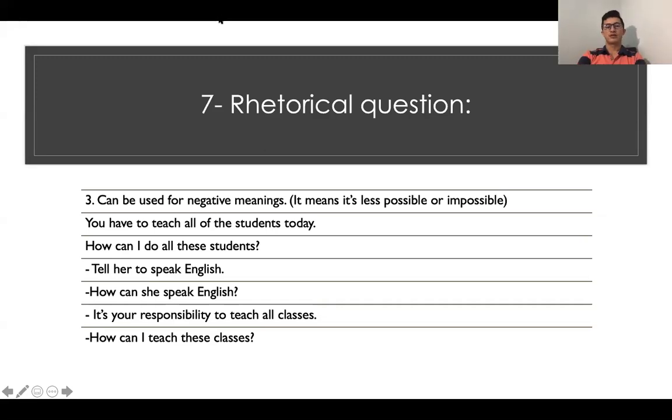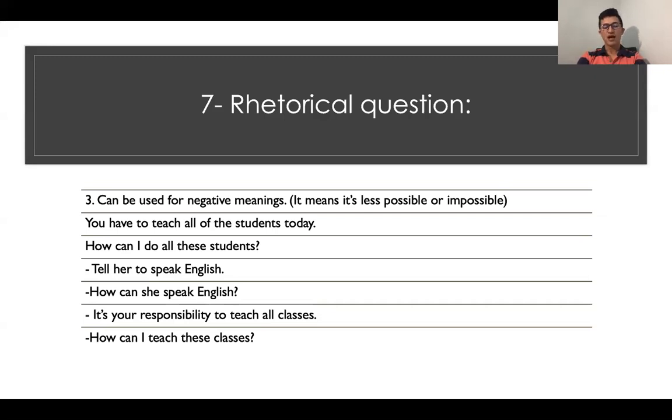Good. So the first example, you said you have to learn all these words. How can I learn these words? Use the plural form of this, okay? These words. Memorize this vocabulary. How can I memorize this vocabulary? How can I? Okay, you use can before the subject.